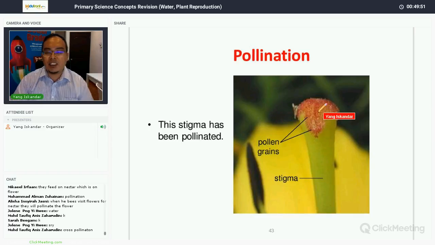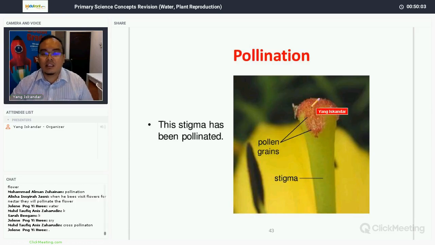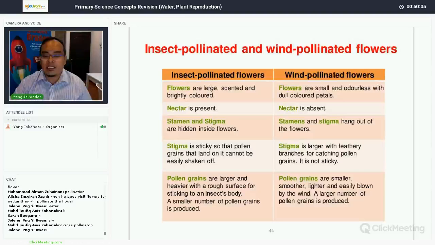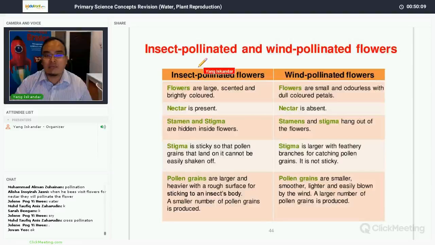Now, in this picture here, you can see that the pollen grains have been attached, or stuck, onto the sticky stigma. All right. So we will see what happens next. Once the pollen grain goes to the stigma, we can see what happens.